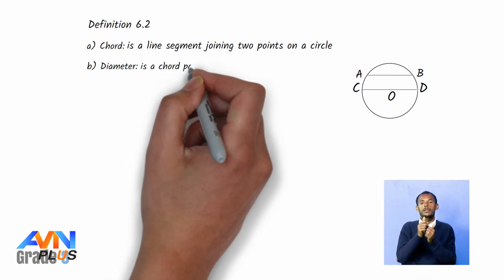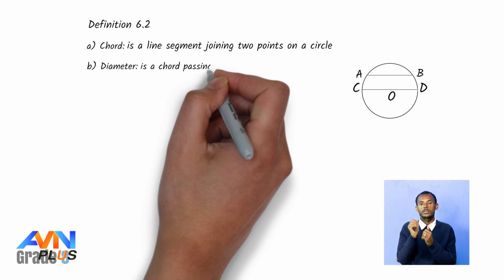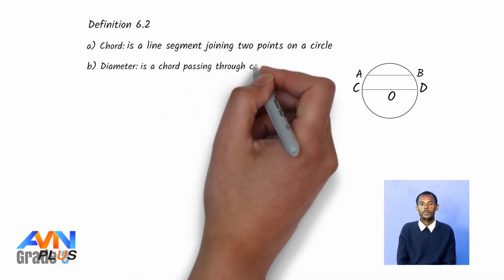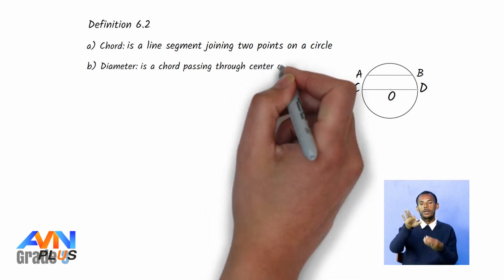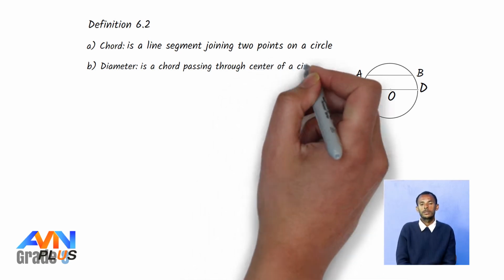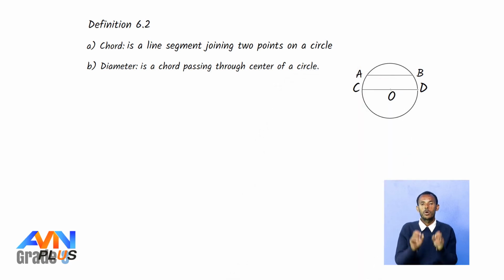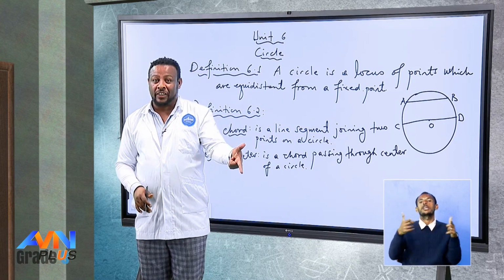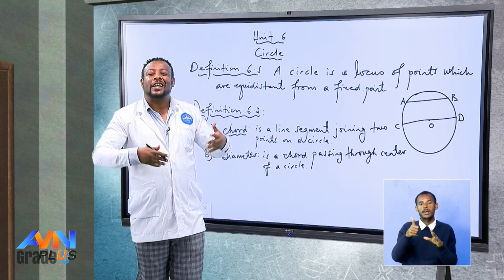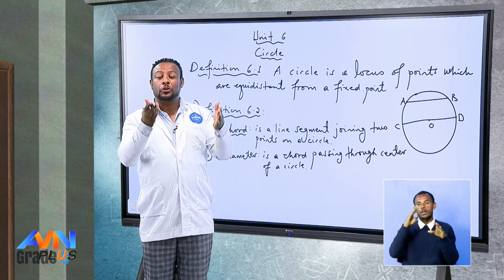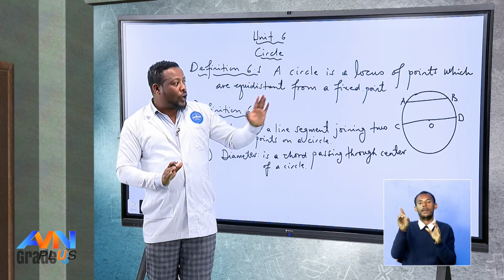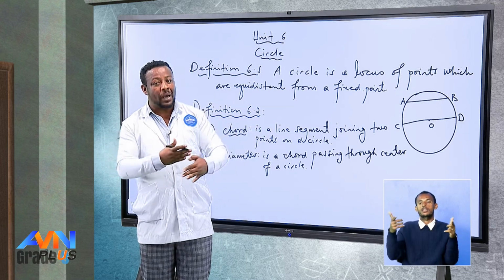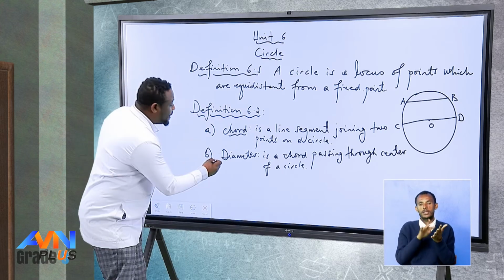So diameter is a chord passing through the center of a circle. You may be asked to name the largest chord in a circle. If you are asked to name the largest chord in a circle, your answer should be diameter. So both of them are a chord. Their difference is that a diameter is a chord passing through the center. So this is the second terminology.